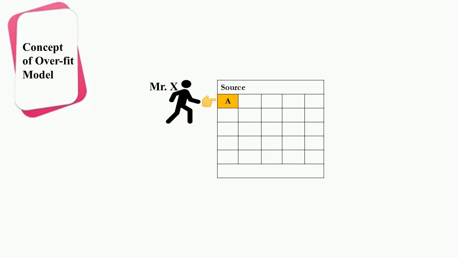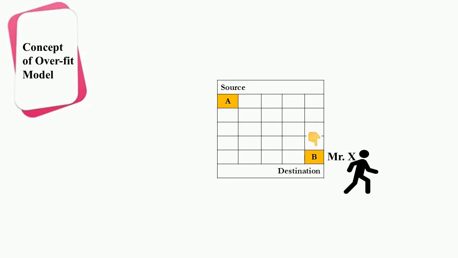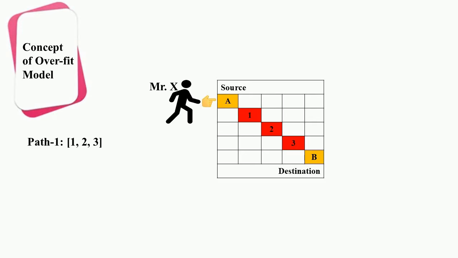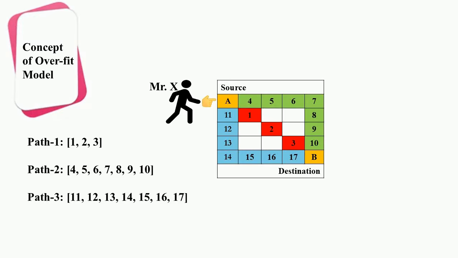Let's understand the concept of overfitted and underfitted models one by one using some examples. Take the case of an overfitted model. Say Mr. X is at source point A, and he wants to move down to destination point B. The very first path to reach destination point B is 1, 2, and 3. Call it path 1. The second path is 4, 5, 6, 7, 8, 9, and 10. Call it path 2. The third path is 11, 12, 13, 14, 15, 16, and 17. Call it path 3.